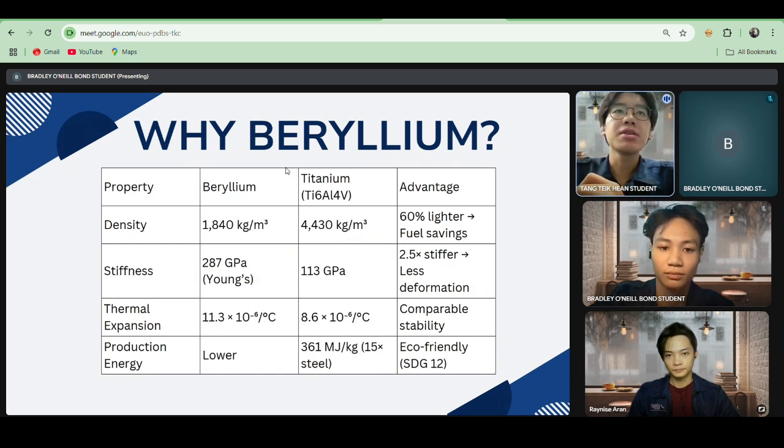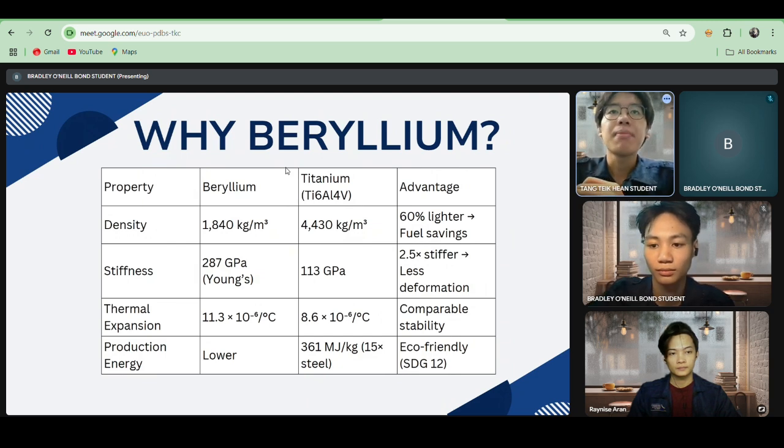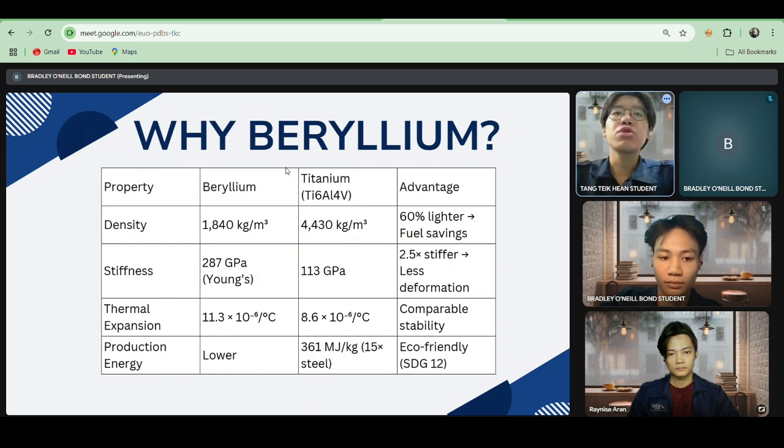For thermal expansion, beryllium is also higher than titanium, which is 11.3 times 10 to the power of negative 6 per degree Celsius, higher than 8.6 times 10 to the power of negative 6 per degree Celsius. Beryllium shows more comparable stability. For production energy, beryllium has a lower production energy than titanium, because beryllium needs lower energy to produce than titanium. Titanium needs 361 megajoules per kilogram, 15 times that of steel.